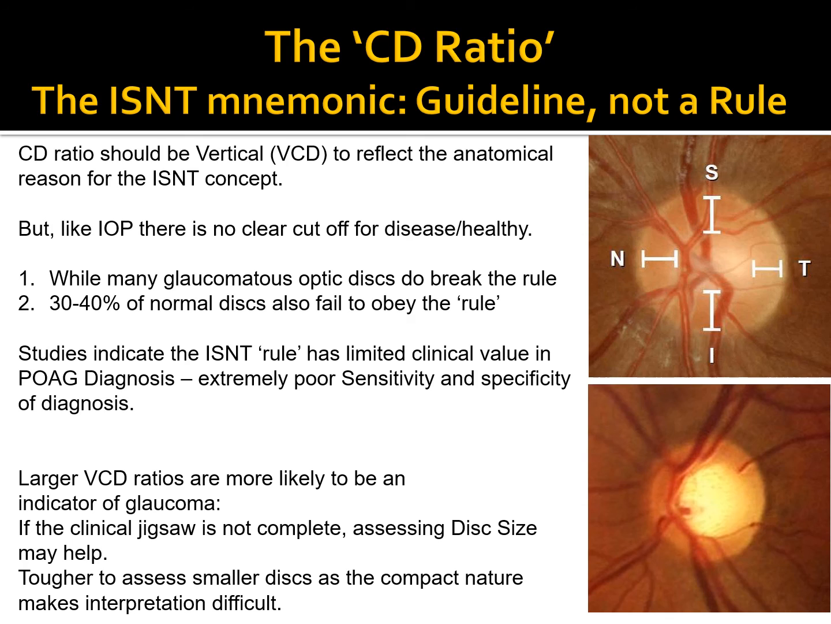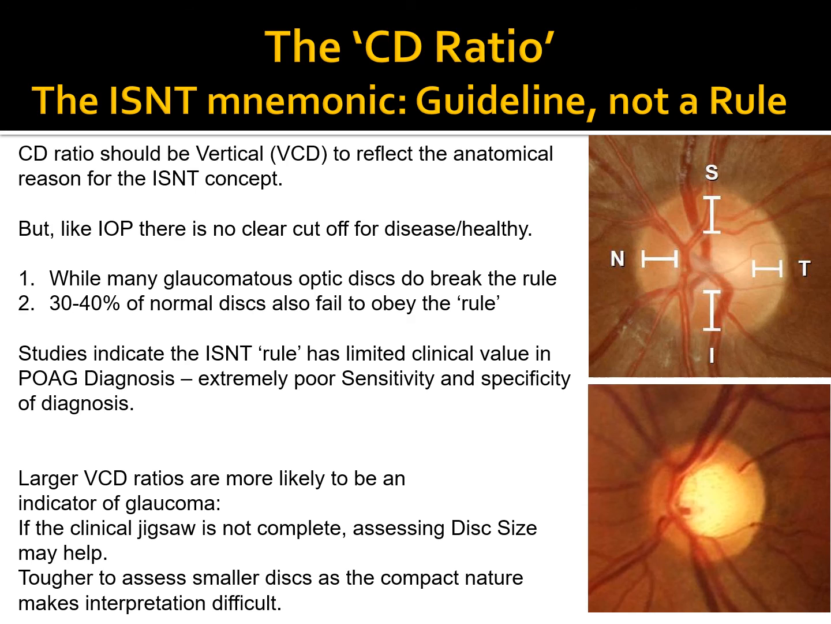But like IOP, there's no clear cutoff for disease versus healthy. So while many glaucomatous optic discs do break the rule, apparently 30 to 40% of normal discs also fail to obey this guideline. So studies indicate the ISNT rule has limited clinical value in POAG diagnosis, extremely poor sensitivity and specificity of diagnosis. And for instance, larger vertical CD ratios are more likely to be an indicator of glaucoma. So there's certainly statistically it's more likely.